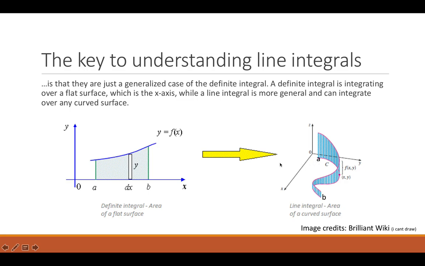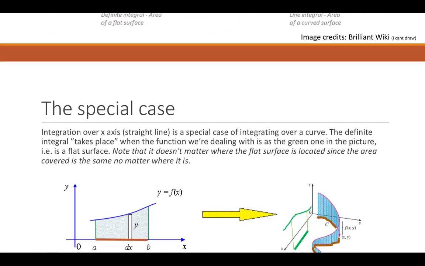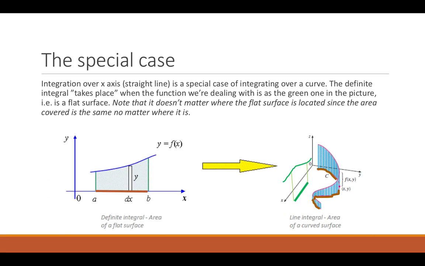This means that you can integrate this using a line integral, just not that convenient, but this you can integrate using a definite integral. You need something else. And that's what line integrals are for. So integration over the x-axis is a special case of integrating over a curve. It's a straight line instead of a curve, right?